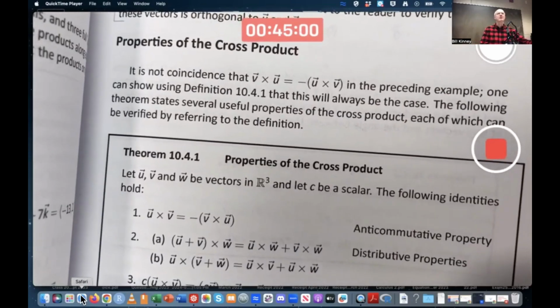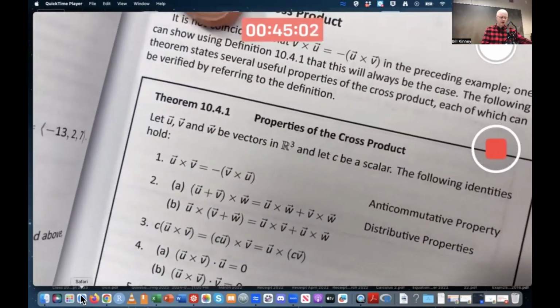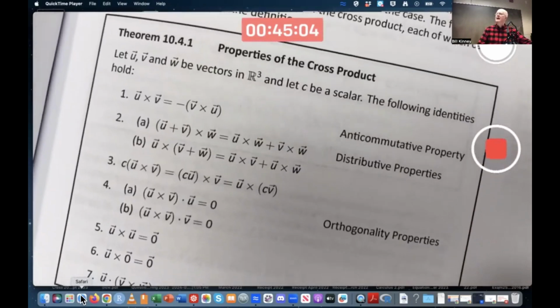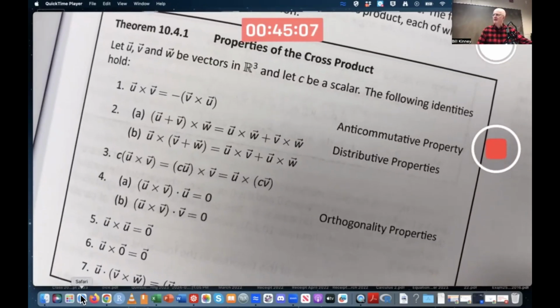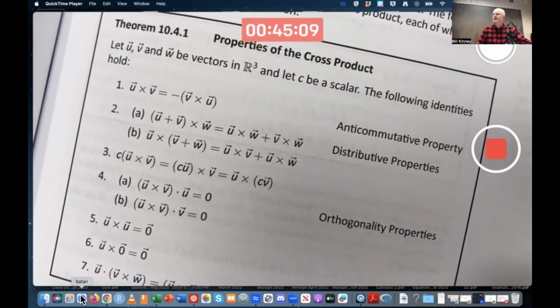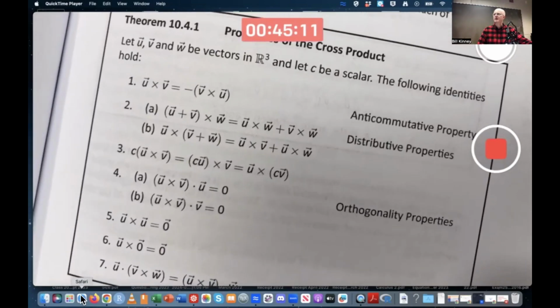I think some people do. I don't typically call it an outer product. Some people also call it a vector product because the answer is a vector. Dot product, the answer is scalar. Cross product, the answer is a vector.